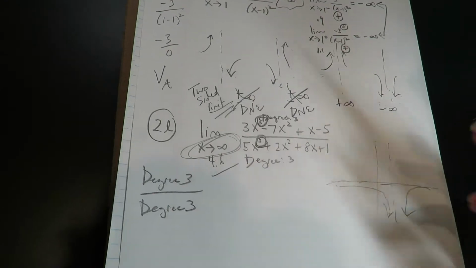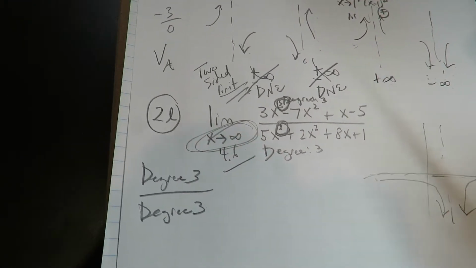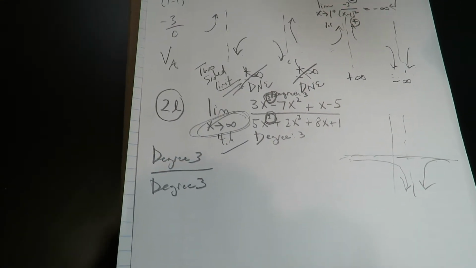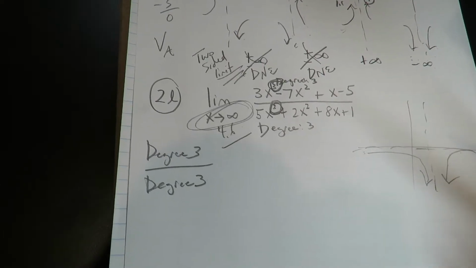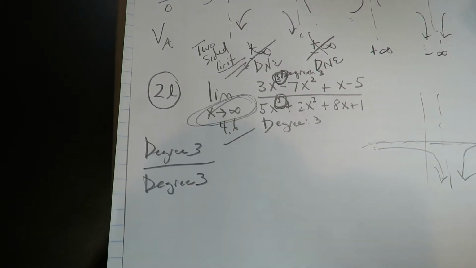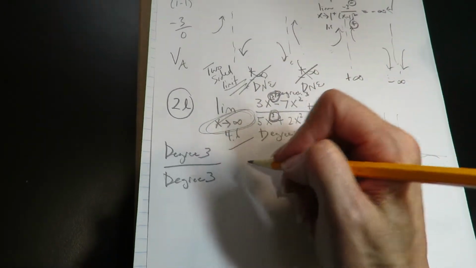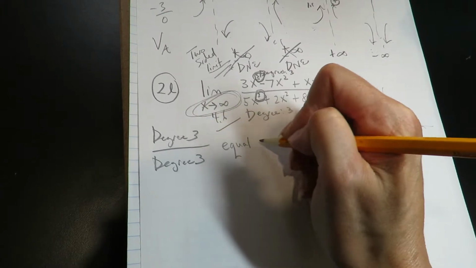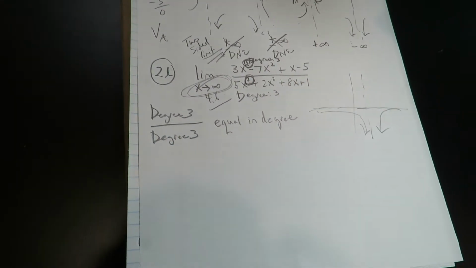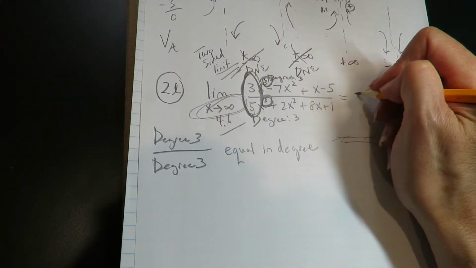So remember, if it's top heavy or the degree of the numerator is higher, it's going to positive or negative infinity. If the degree of the denominator is higher, then it's going to 0. If it's equal in degree, then it's the ratio of the leading coefficients. So this is the case where it's equal in degree. So that means that the answer to the limit is the ratio of the leading coefficients.